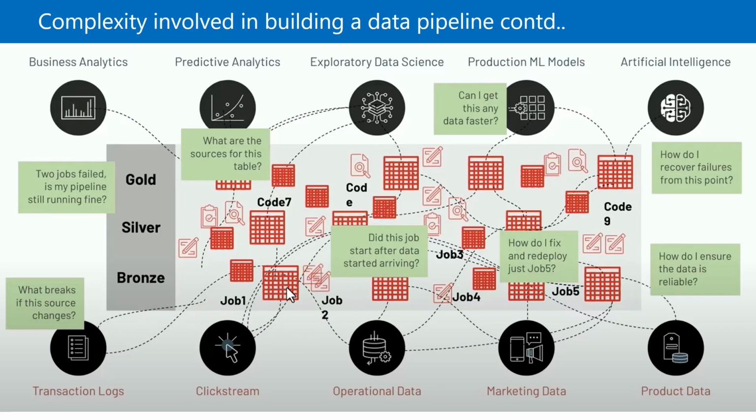If you see this, there are lots of dependencies on each other. This dependency model is so complex. And these are the teams who are working: the clickstream team, operational data team, marketing data team, product data team, and they have their own concerns. They want to know how do I fix and redeploy this job. This team wants to understand how to ensure that data is reliable so that I can use it in my product data mapping, or in my product catalogs, right? So all these have so many complexities involved, and this is making it more difficult.